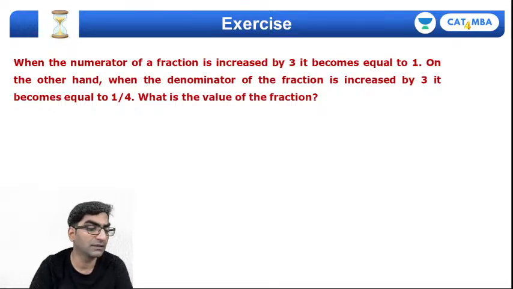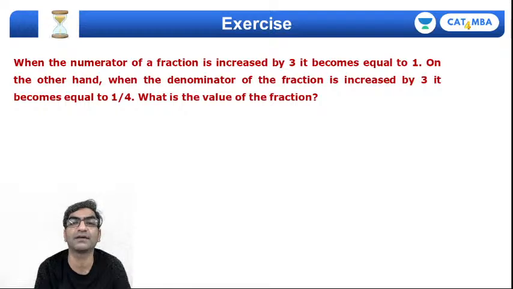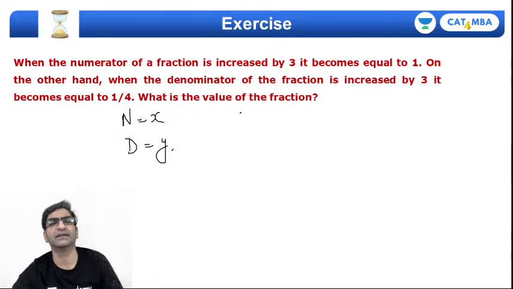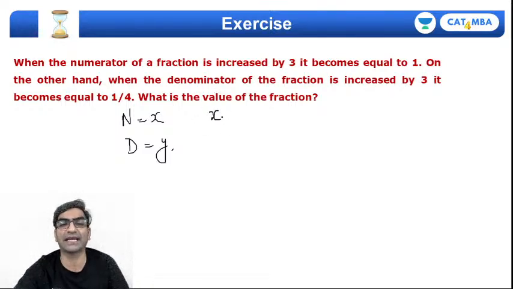Okay, here's another question. Question number 2. When the numerator of a fraction is increased by 3, it becomes 1. But when the denominator is increased by 3, it becomes 1 by 4. What's the value of this fraction? Okay. No percentages at play here, but we are dealing with fractions. Let's say the numerator is x and the denominator is y, or maybe you will take n and d, right? So originally the fraction was x by y, right? But when the numerator is increased by 3, the fraction will become x plus 3 upon y.